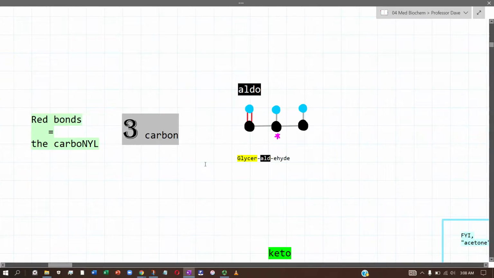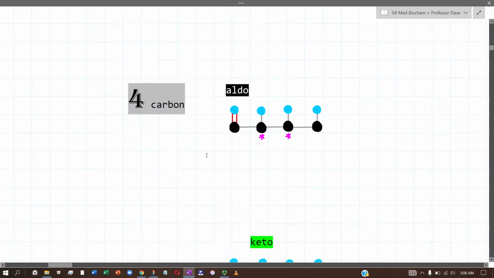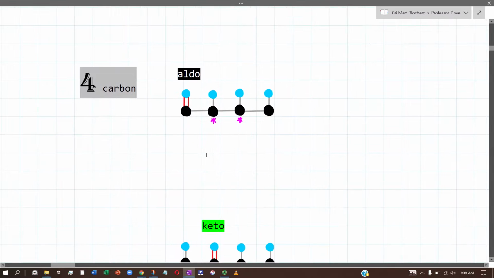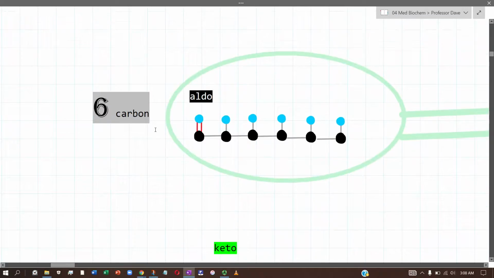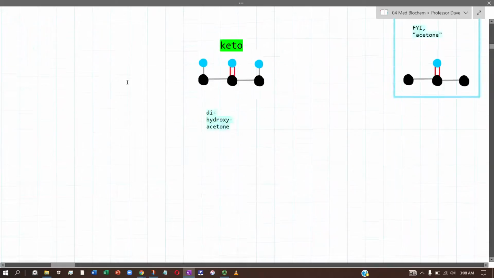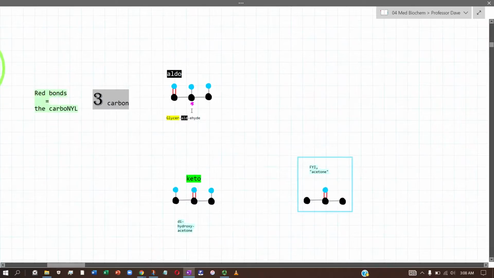Something else, an important thing that Professor Dave had in his playlist, is that there's a way to name these molecules. If a sugar has three carbons, it's called a triose. If a sugar has four carbons, it's called a tetrose. 5 carbons, it's a pentose, and then 6 carbons, it's a hexose. So, furthermore, if any given sugar is an aldehyde, you'll name it accordingly also.